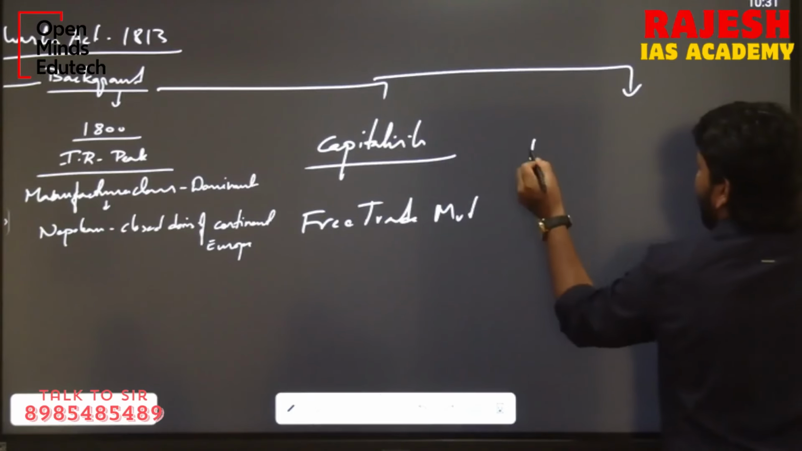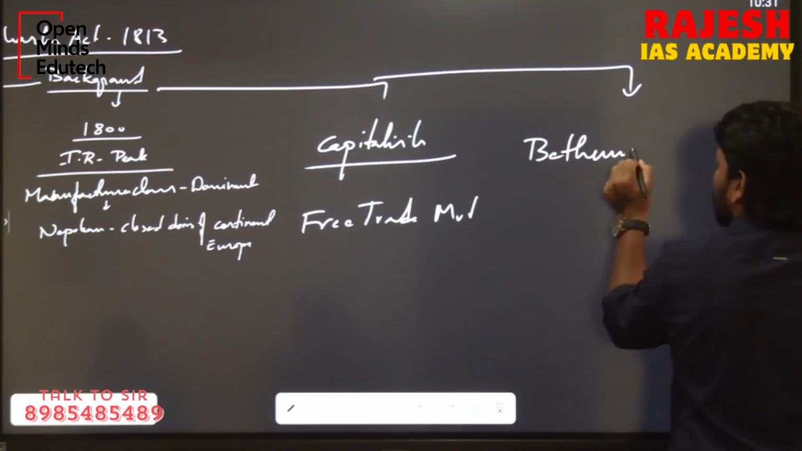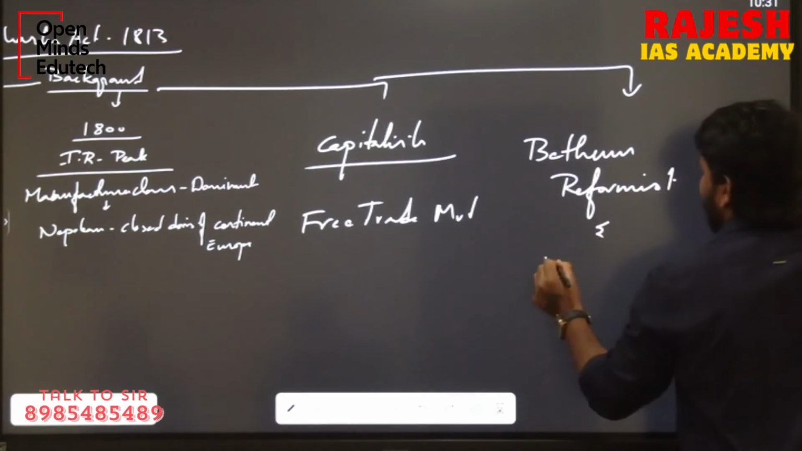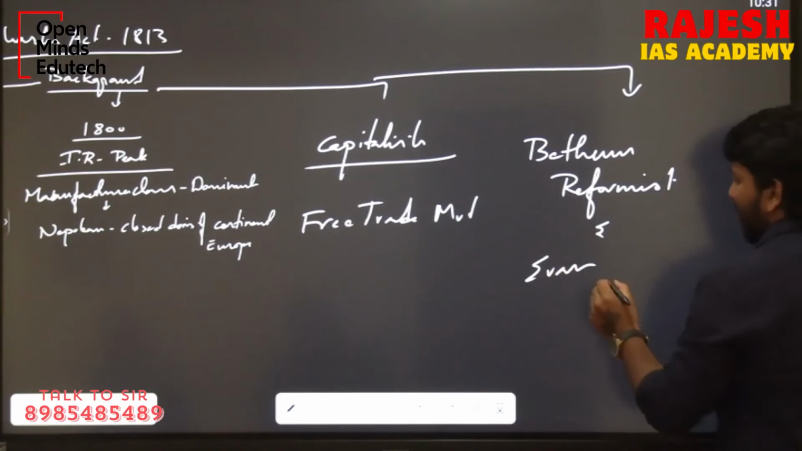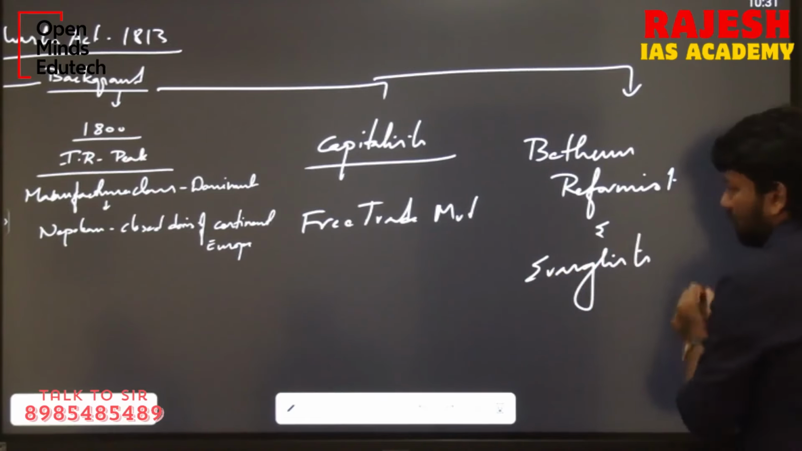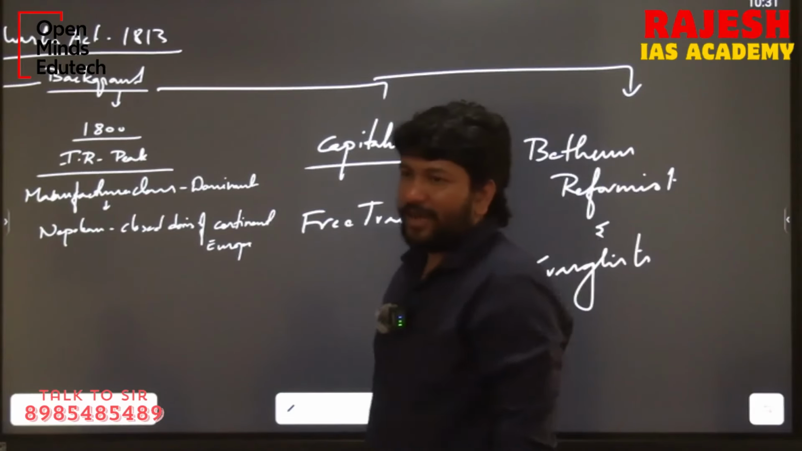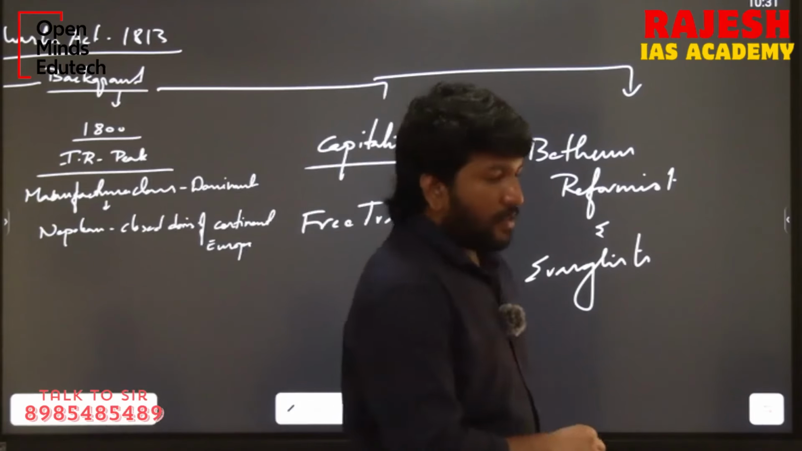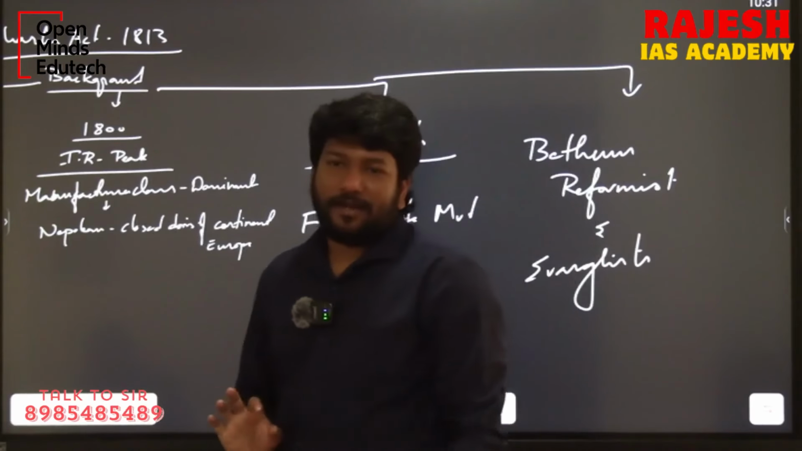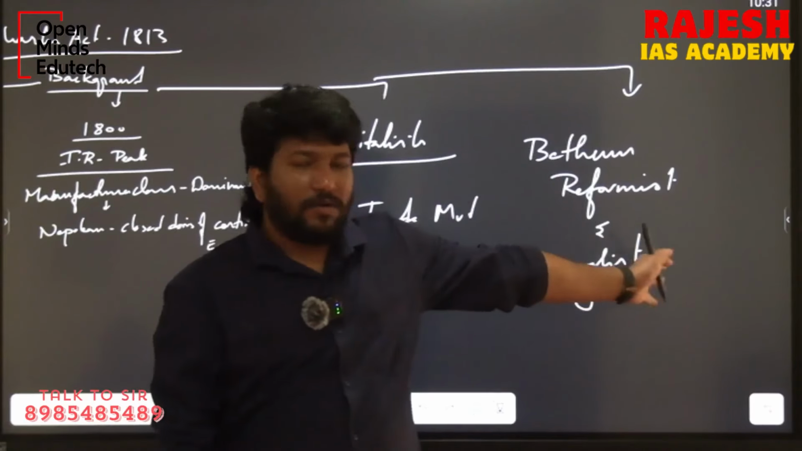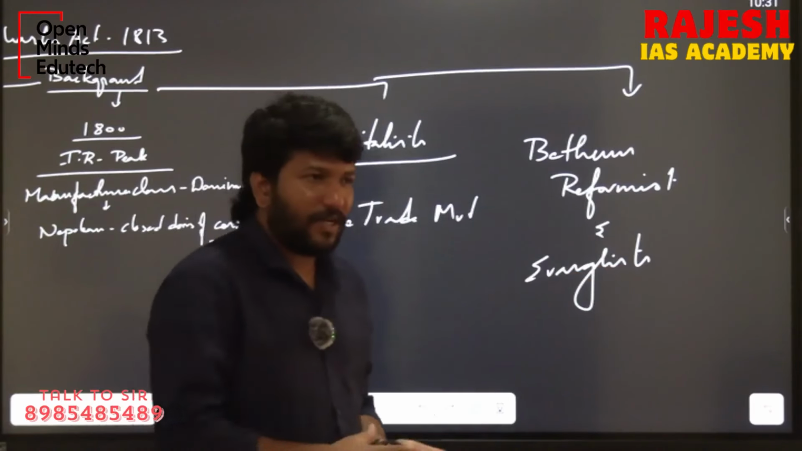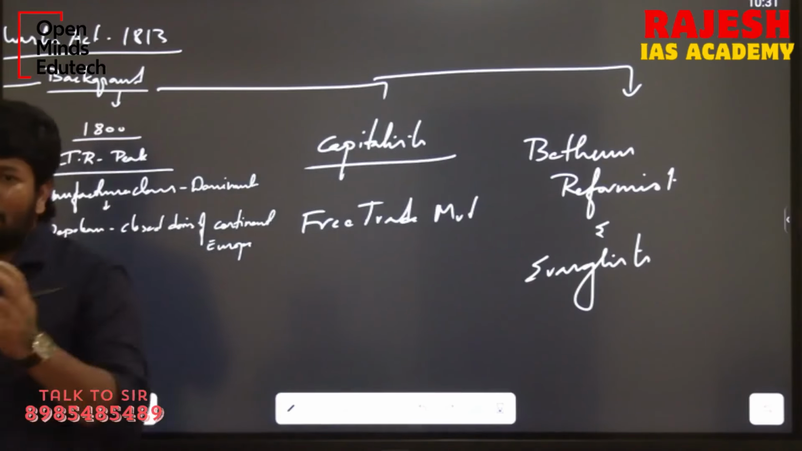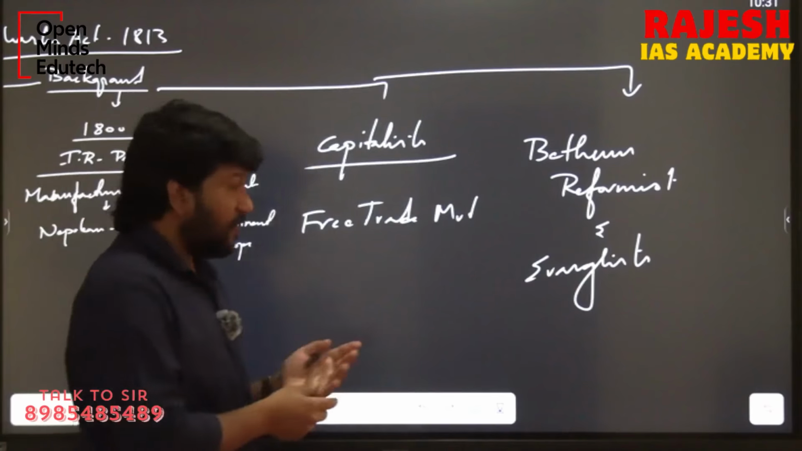Most important, Bentham reformists and evangelists, Christian missionaries. So they are demanding reforms in India. They want the Company, or the British, to bring in some reforms in India so that the Indian colony will be under better control.